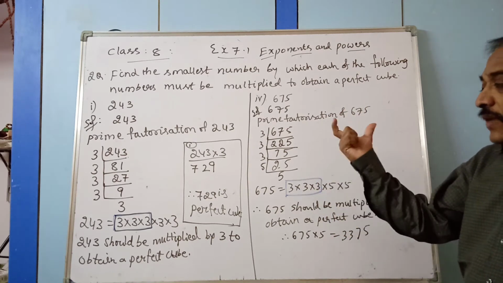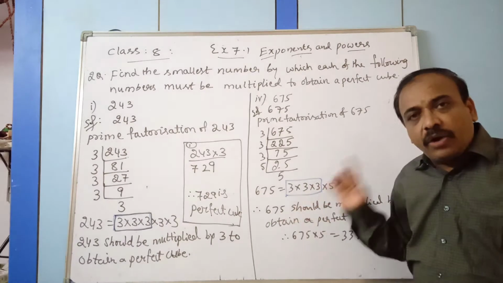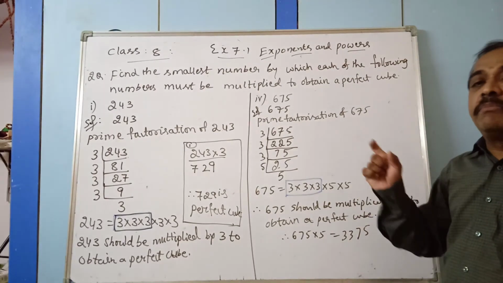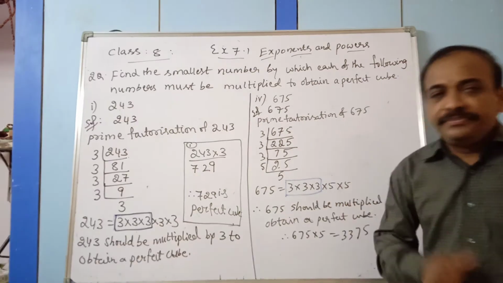You have to find prime factorization. What you have to find out? Prime factorization you have to do. In that, which number is having a triple, with that number you have to multiply. Is it clear, children? Yes.